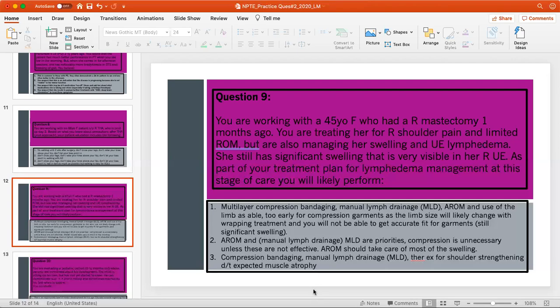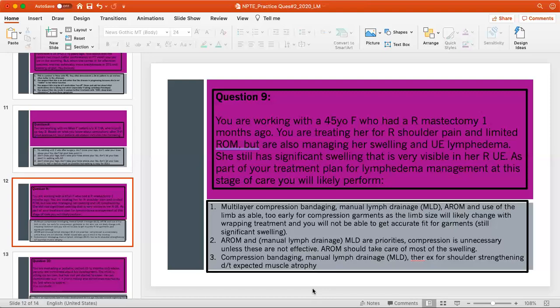I mean, her incision should be healed at this point. But she's past like the 21 days. So yeah, I think, I mean, I don't know. I'm having a hard time.